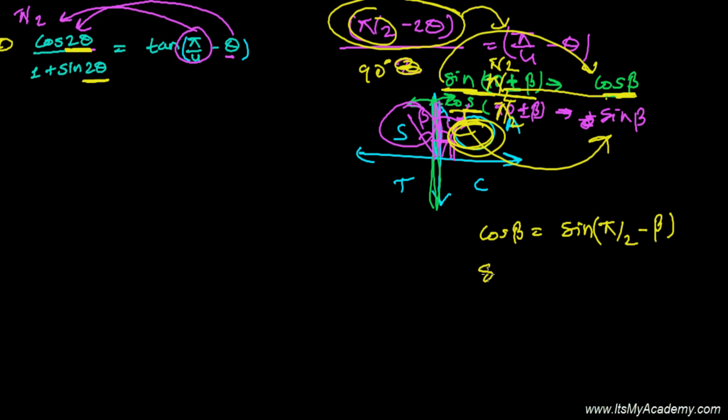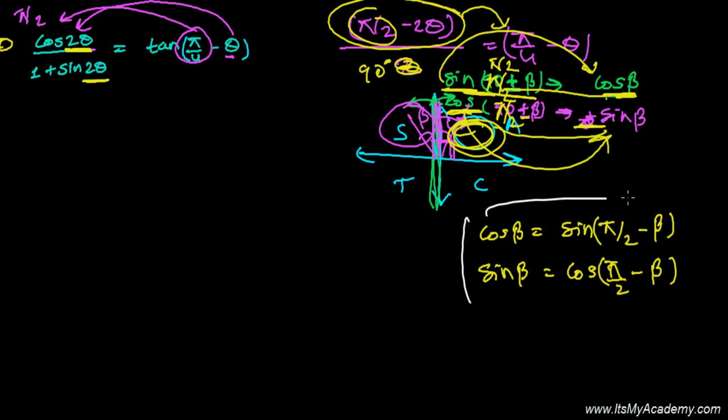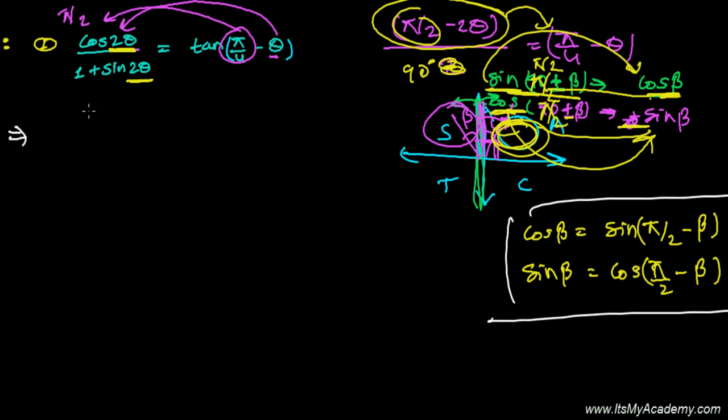Alright, similarly, in the place of sine beta, I can write cosine of pi by 2 minus beta. I need the final result to be plus, so I am choosing minus again. So it's cosine of pi by 2 minus beta. These two things we're going to use now, and then we'll come to the half angle formula and its application here.